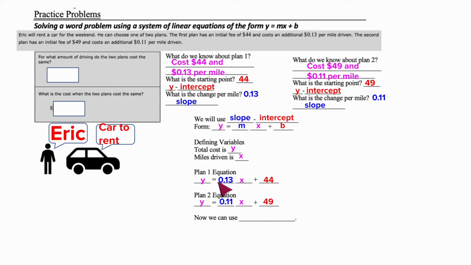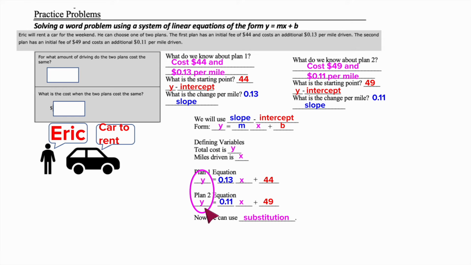I can do the same thing with the second plan. I know y is equal to 11 cents times x, or per mile, plus 49, so I can substitute this amount for y. So we're going to use substitution. So they both equal y. Well, y equals y, right? The total cost equals the total cost. We want to know when they're exactly the same. So we want to know when y is equal to y.